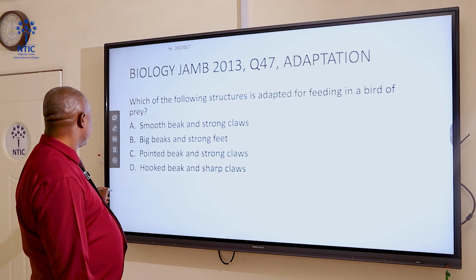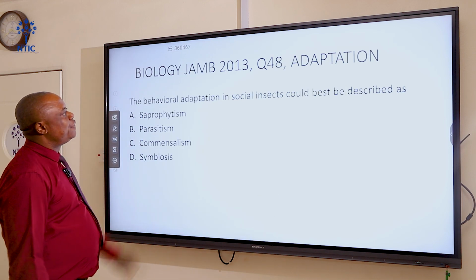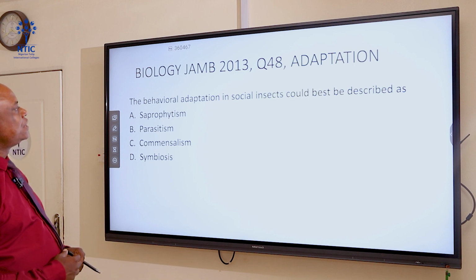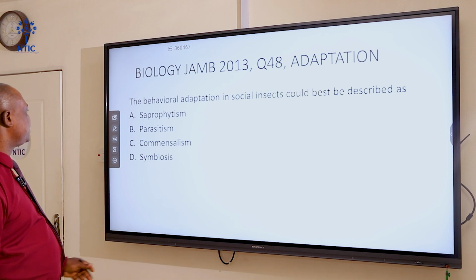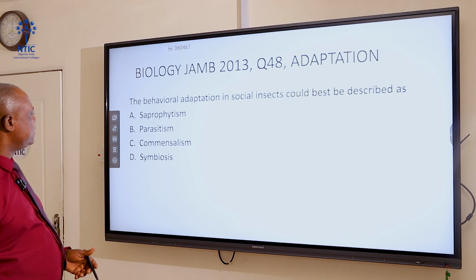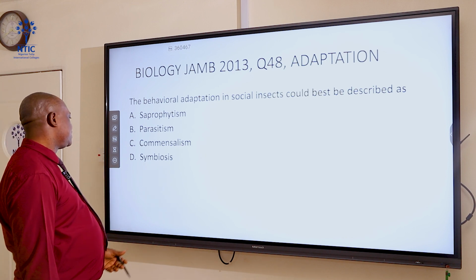Question number 48. The behavioral adaptation in social insects could best be described as A. Saprophytism, B. Parasitism, C. Commensalism, D. Symbiosis.